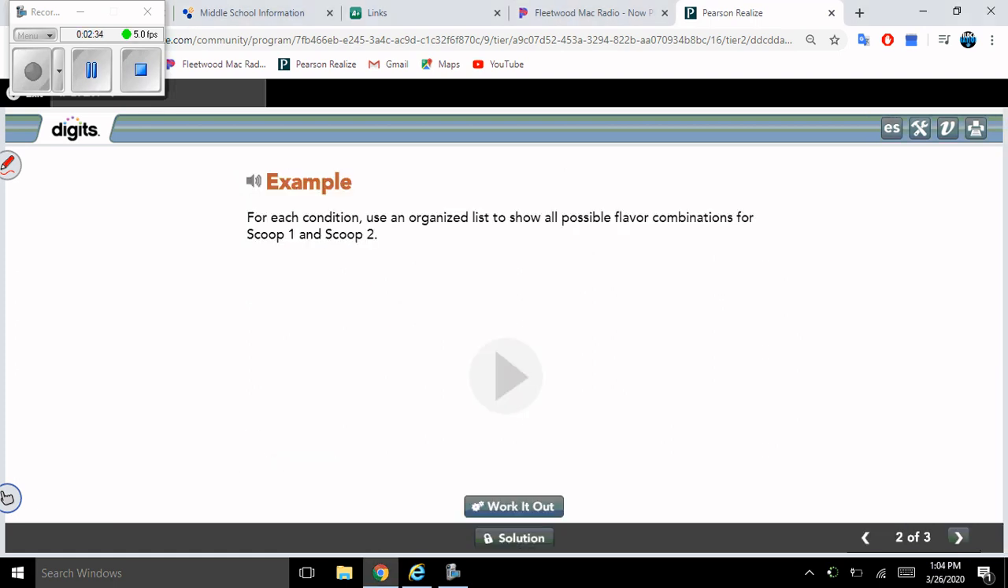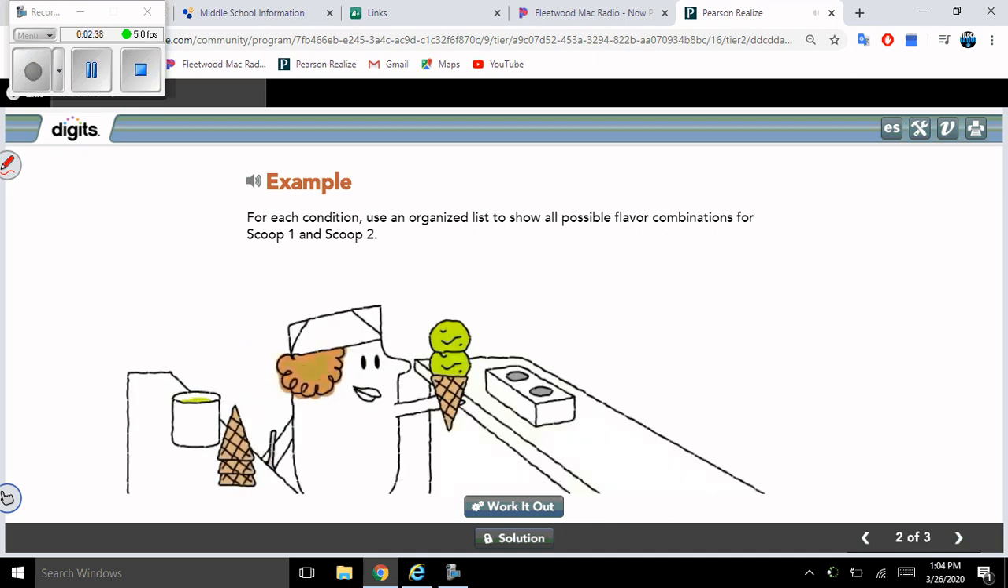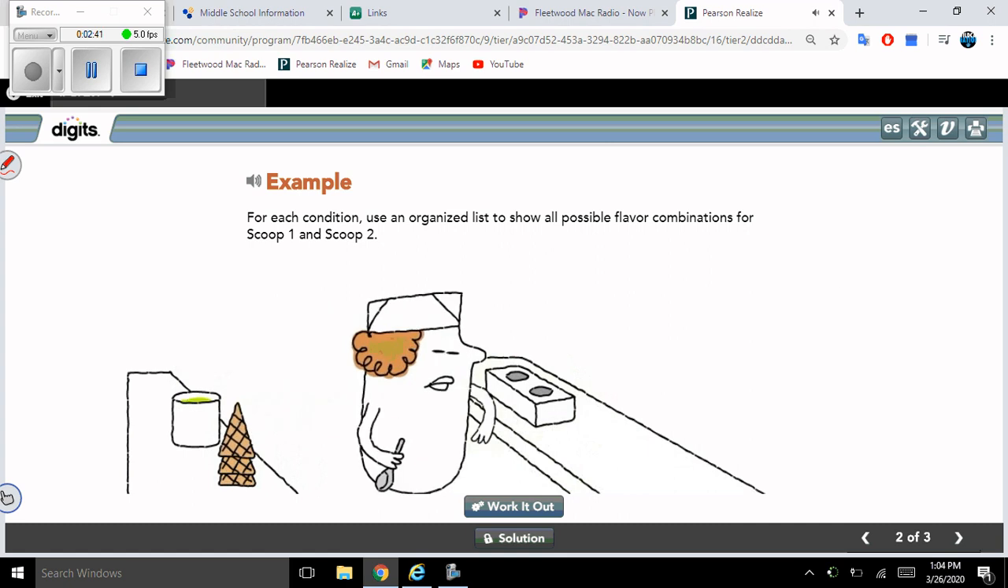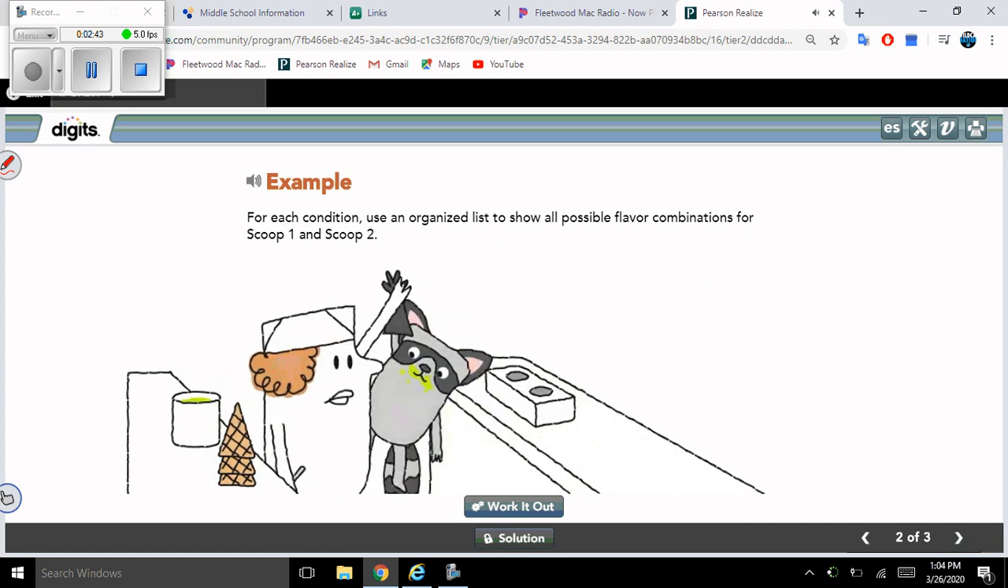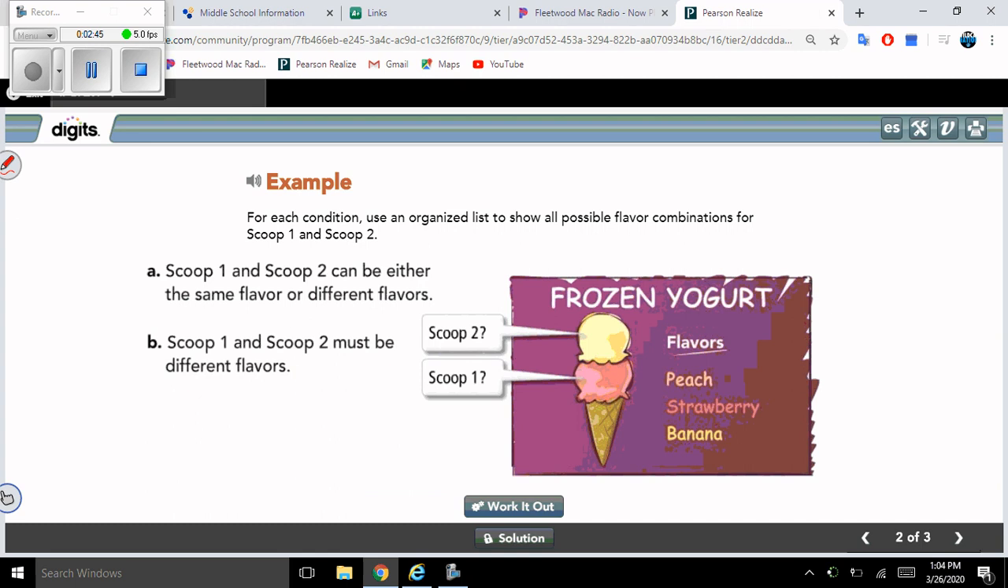All right, so we're going to use an organized list. Ice cream, it's about ice cream season, here we go. All right, so you can see we have two situations here. We're going to do A first. If we do A correctly, it's going to make B much easier. It says we're going to want scoop 1 and scoop 2 to be the same flavor, or they can be different flavors. So here you see all the flavors that are possible.